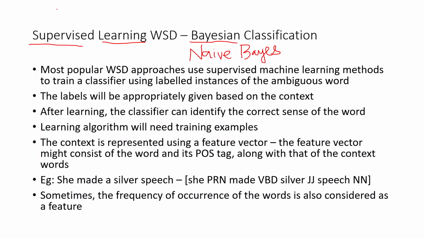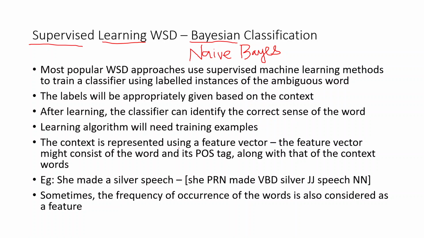Moving on, the most popular word sense disambiguation approaches use supervised machine learning methods to train a classifier using labeled instances of the ambiguous word. So we said labeled sentences, or tagged sentences, are available from the corpus. The labels will be appropriately given based on the context. That is done maybe manually. After learning, the classifier can identify the correct sense of the word.